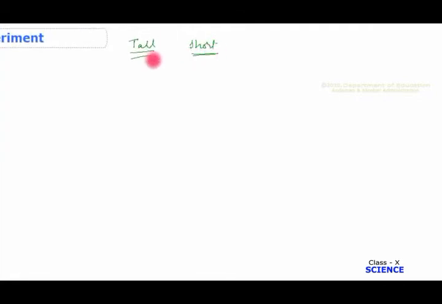So just before, we crossbred a tall pea plant with a short pea plant, right? So only one characteristic we have taken in each plant. What will happen if 2 characteristics instead of 1 are taken in a pea plant and they are crossbred?